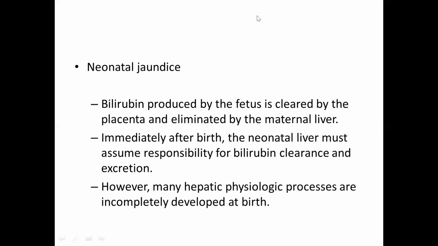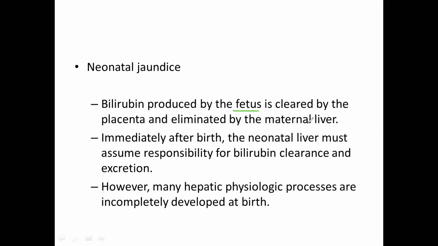As we know, the bilirubin which is produced in the fetus is usually cleared by the placenta and eliminated by the maternal liver. So not by the fetal liver, it is usually eliminated by the maternal liver. I am using the word fetus here, so don't be confused by maternal liver. But after birth, the neonatal liver must take the responsibility for bilirubin clearance and excretion. That is normal because now there is no placenta and no maternal liver to carry out this physiological process. So after birth, the neonatal liver must take the responsibility for bilirubin clearance and excretion.